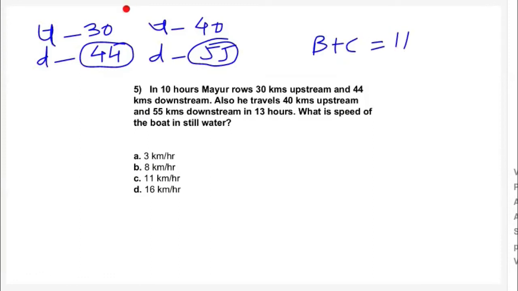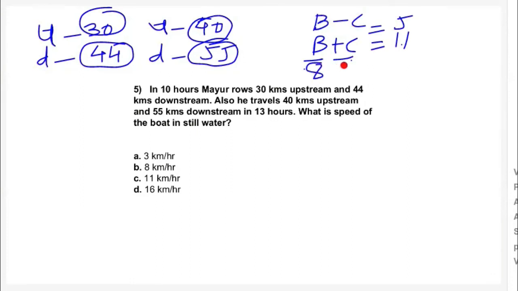And 30 and 40 both are divisible by 10 and 5, but I will not take 10. I will take 5. So B and C, what number plus what number gives you 11? What number minus what number gives you 5? 8 plus 3 gives me 11. 8 minus 3 gives me 5. So speed of boat is 8.